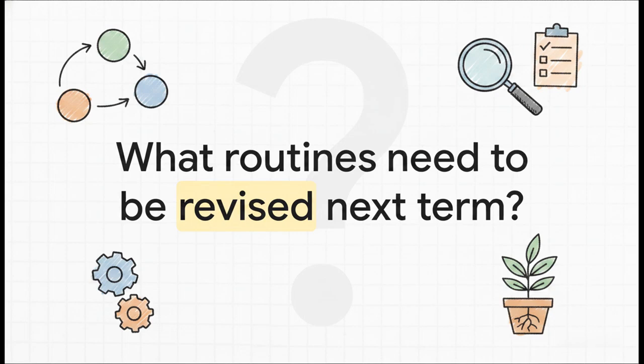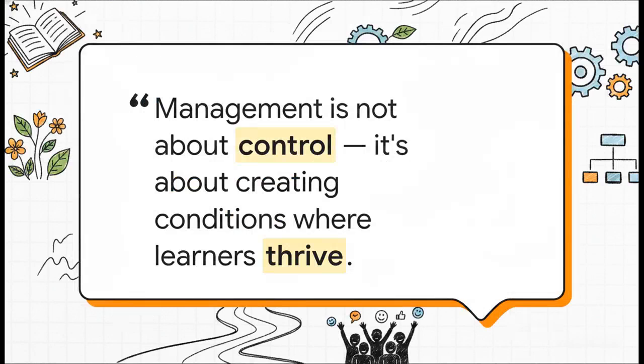By asking yourself these things, you are treating your classroom ecosystem as a living, breathing system that needs constant evaluation and adjustment to thrive. And that brings us right back to our core philosophy. Classroom management is not about control. It's about creating conditions where every learner can thrive. So think about this. When you look around your classroom tomorrow morning, are you just managing a crowd, or are you actually nurturing an ecosystem? The choice is entirely yours.